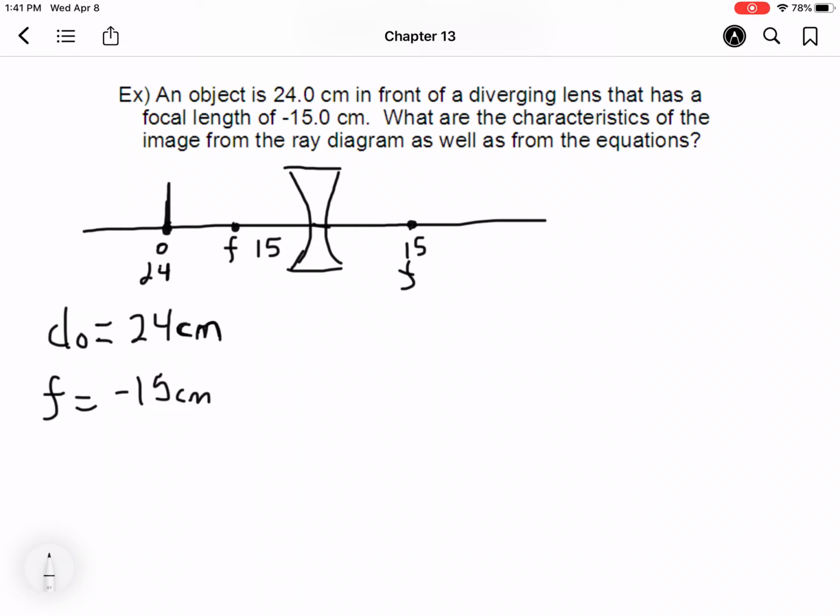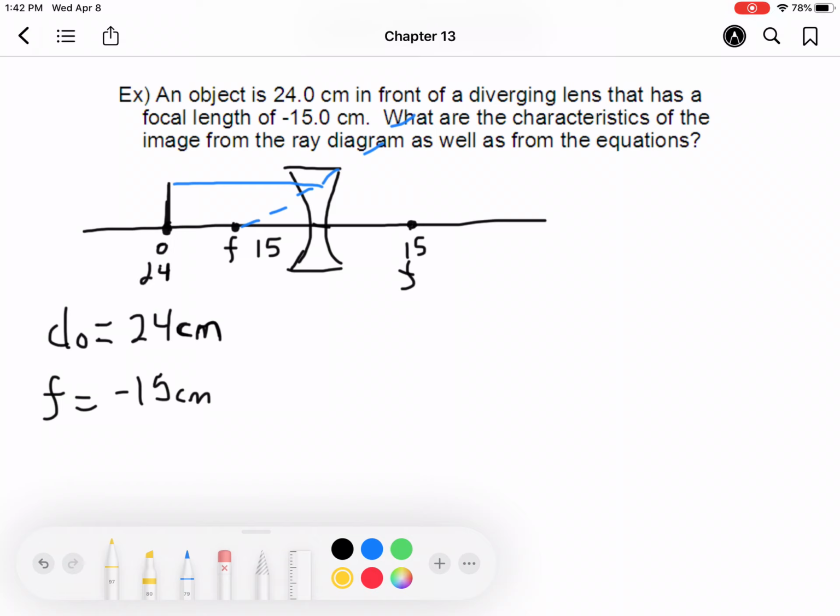So if I go ahead and test this out, I'm going to send our blue ray through. Our blue ray goes parallel. It just hadn't picked blue as a color. And it's going to act as if it came from this focal point, so it's going to do this. And I'll have my yellow ray, which goes to the vertex. When we get those, we're going to get an image right here. Looks like that.